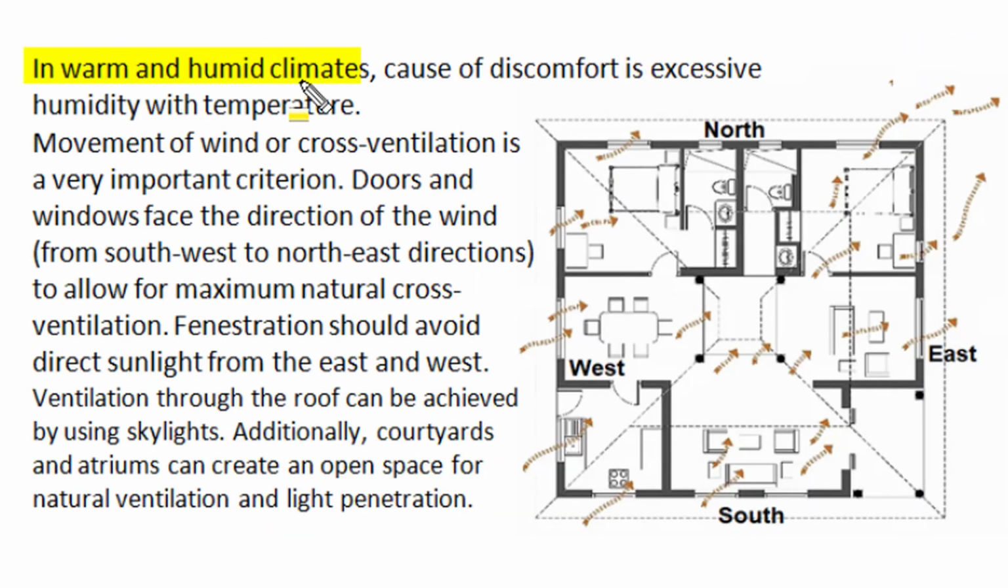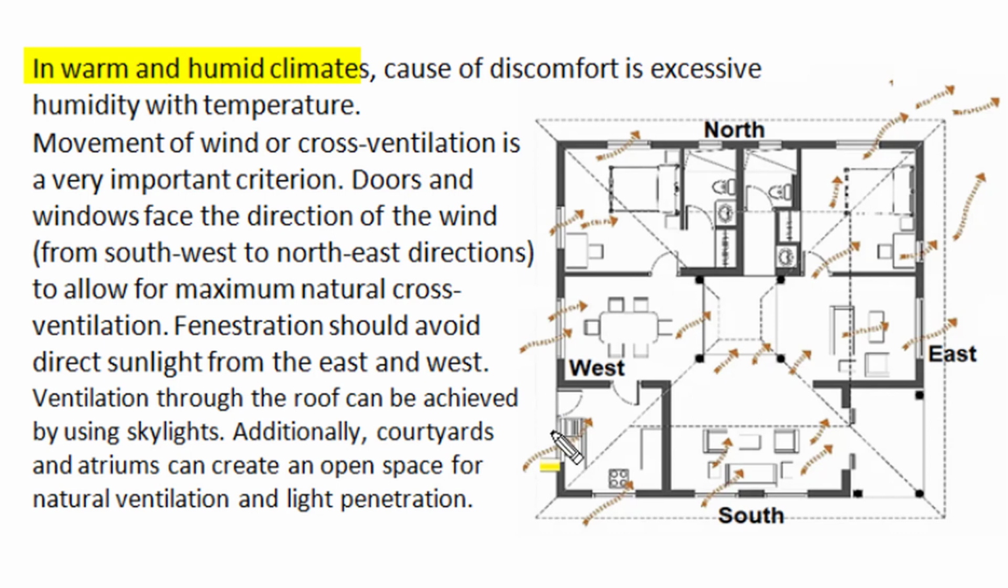In warm and humid climates, such as coastal part of India, the cause of discomfort is excessive humidity with high temperature. And in such warm and humid climates, the movement of natural wind flow or cross ventilation is very important criteria in effective fenestration design. And in building envelope, doors and window should face the direction of wind which flow from southwest to northeast direction. So we provide doors and window in fenestration in those directions to allow maximum natural cross ventilation.